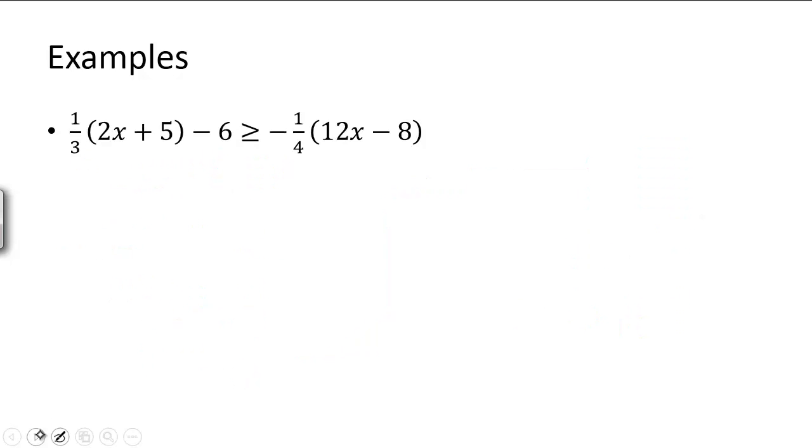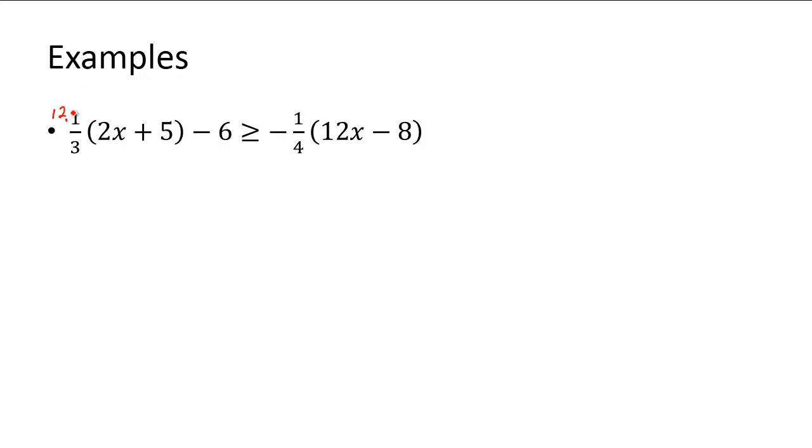Let's try a more complicated example. This one involves fractions. Remember, in the past, we have been multiplying through by the lowest common denominator to get rid of any fractions. Sure, you could multiply this out, but then you'd have all these fractions to deal with, and we don't really want to be dealing with them right now. So let's multiply through by the common denominator, which is 12.